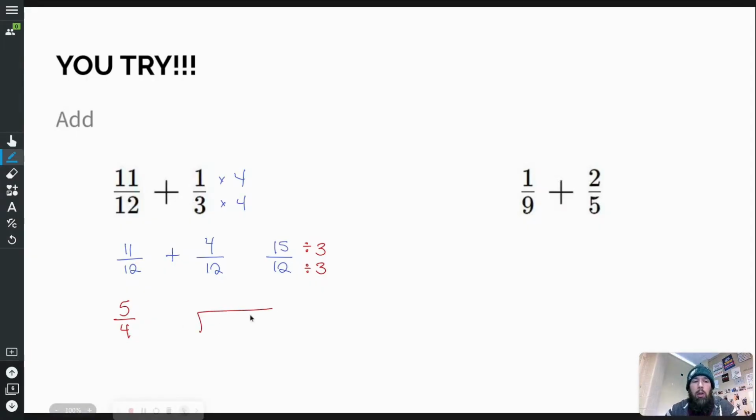So what I can do is I can divide. 4 goes into 5 one time. 1 times 4 is 4. Subtract. 5 minus 4 is 1. Remainder 1. So my final answer for this one is going to be 1 is my whole number, 1 is my numerator, and 4 is my denominator. 1 and 1/4.